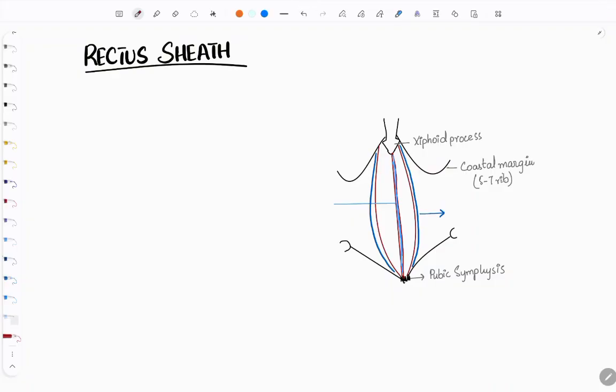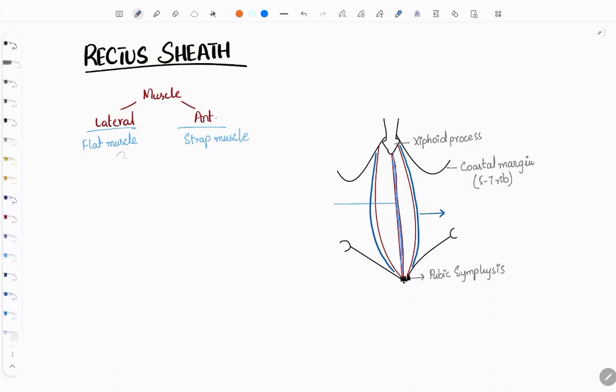Before starting and discussing what is rectus sheath, let us first have a quick recap about the muscles of the anterior abdominal wall. As we know, the muscles of the anterior abdominal wall are divided into two groups, the lateral group and the anterior group. The lateral group is also known as the flat muscle group, and the anterior group is also known as the strap muscle group.